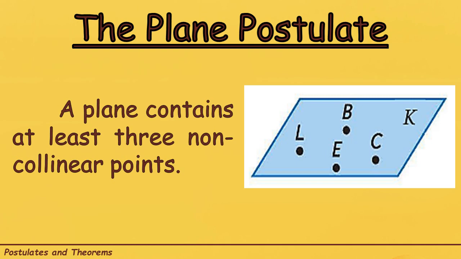Sabi rin dito na non-collinear points. Dahil kapag collinear points yan, ang mangyayari, hindi na siya makakabuo ng plane, makakabuo lang siya ng line. So, dapat ay non-collinear points. So, dito sa figure natin, makikita natin na we have 4 points. We have points L, B, C, and E. So, 4. So, ito ay pasok para masabi natin na ito ay isang plane, because we have the condition at least 3 non-collinear points.